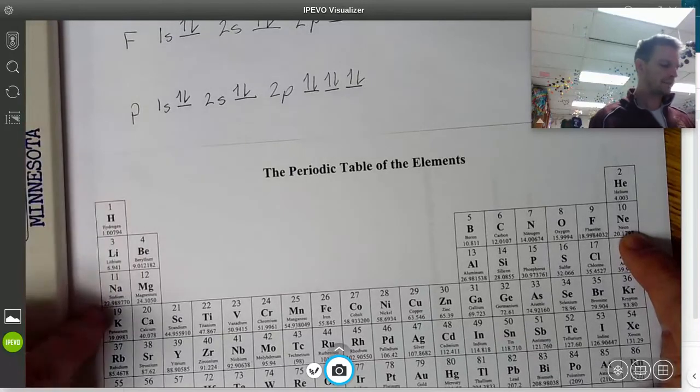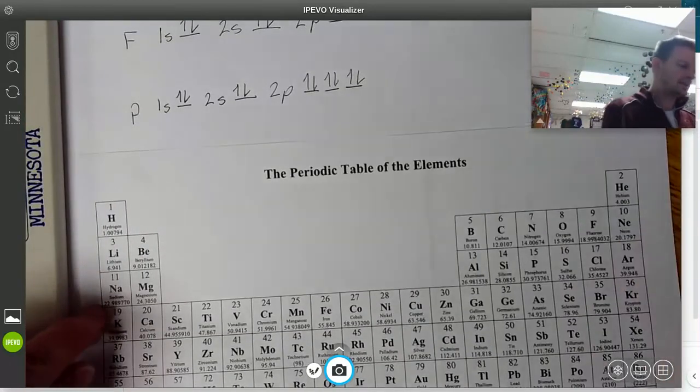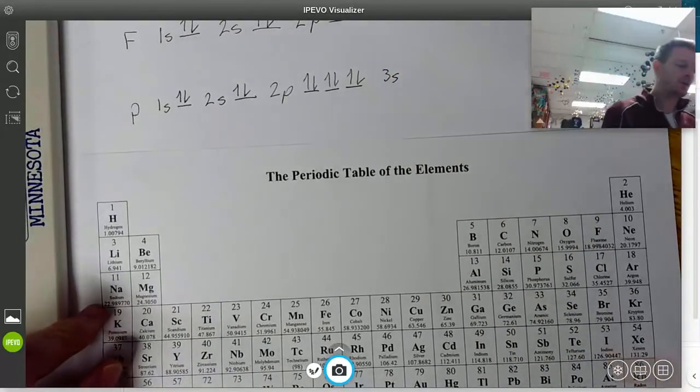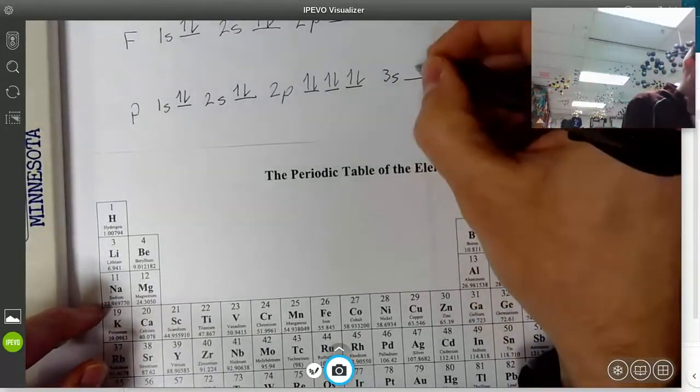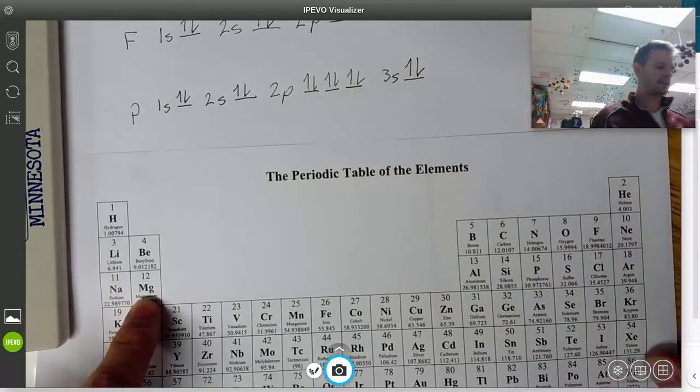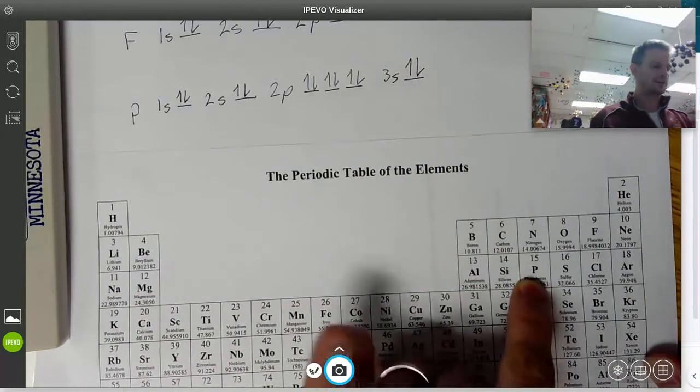Okay, so I'm coming back down here. So down here is my 3s, right? And we know s's have how many orbitals? They have 1, right? And I'm going to put 2 electrons in there because that's all I can do. So I'm at magnesium right now, and now I'm going to come over to phosphorus, right?